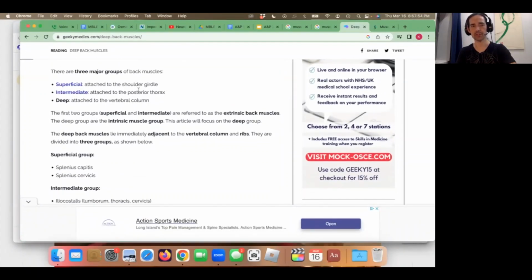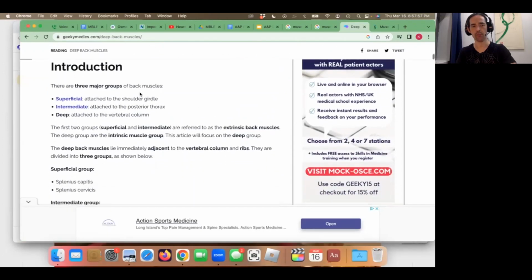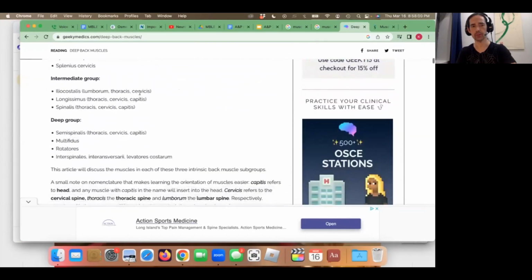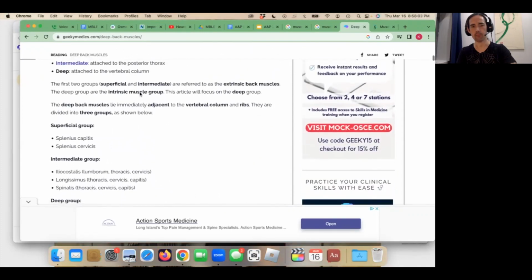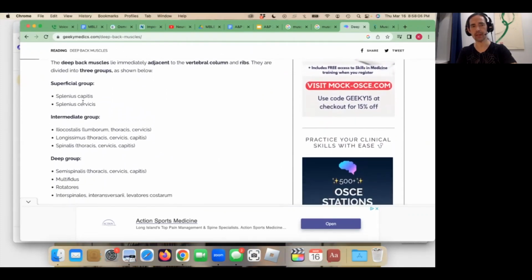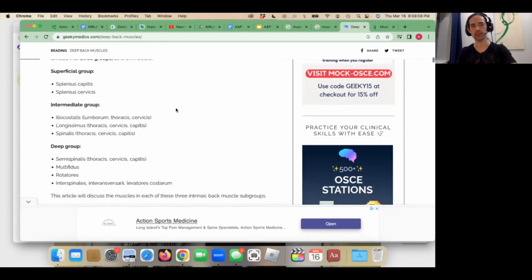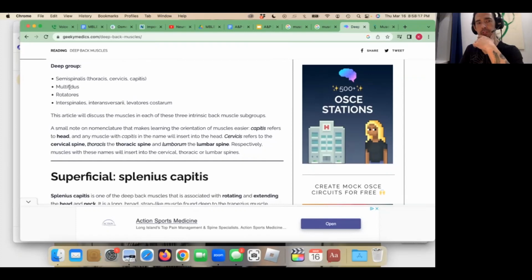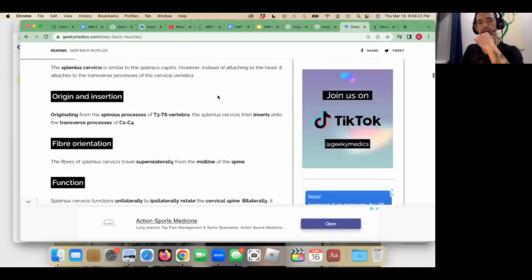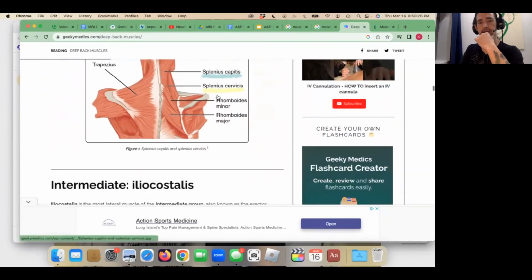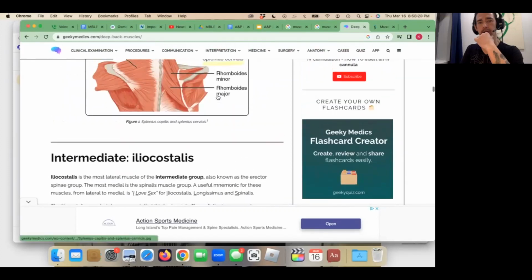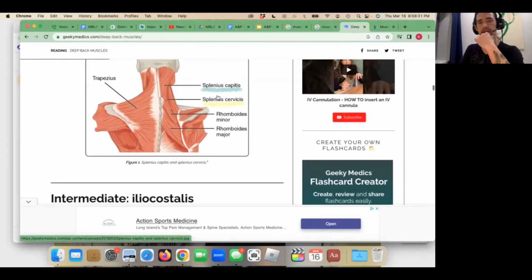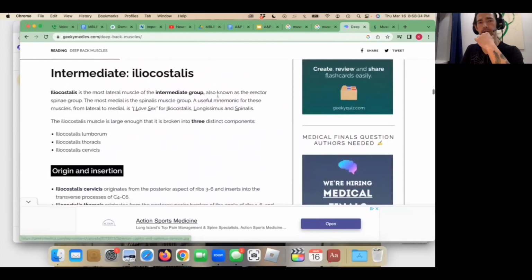Superficial muscles which attach to the shoulder girdle. They don't all attach to the shoulder girdle, so they're obviously not talking about what I'm talking about. Okay, so they put the capitis and the cervicis as the superficial group, the intermediate as the iliocostalis, which is not in the neck, longissimus and spinalis, which are in the thoracic and the lumbar, and the deep group, which is semispinalis, multifidus, rotatores. I have seen questions asking about the different depth of the muscle groups, and this is something that I do think you should know. So let's take a look.